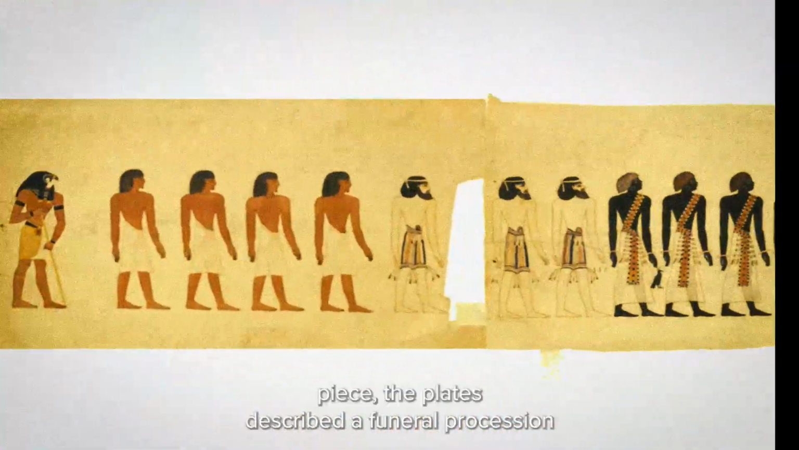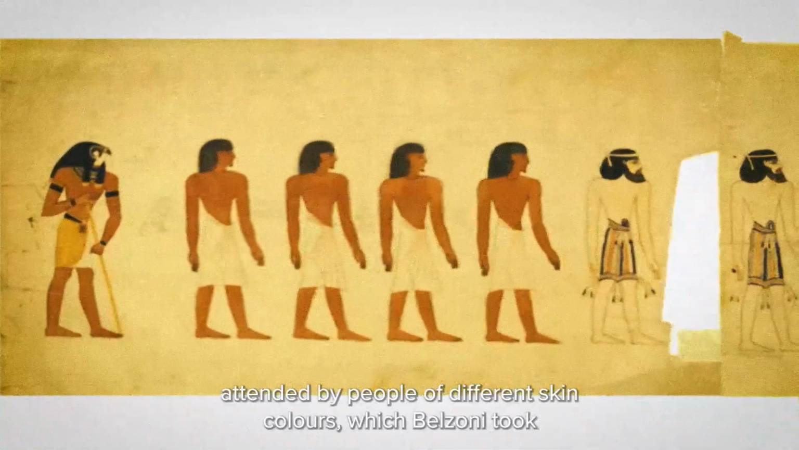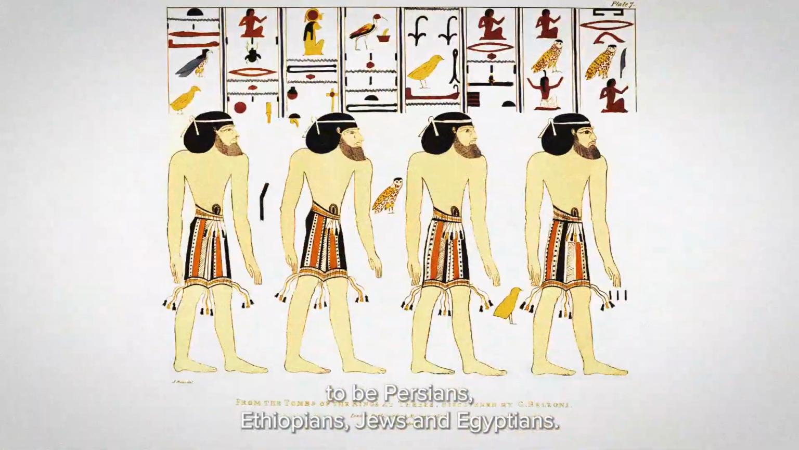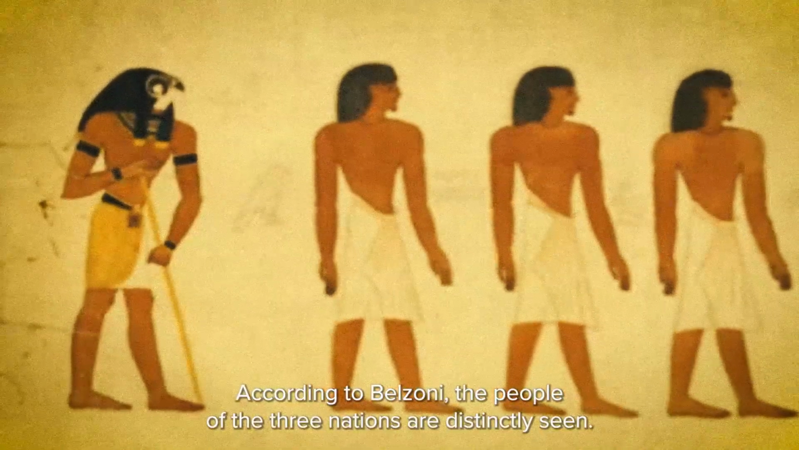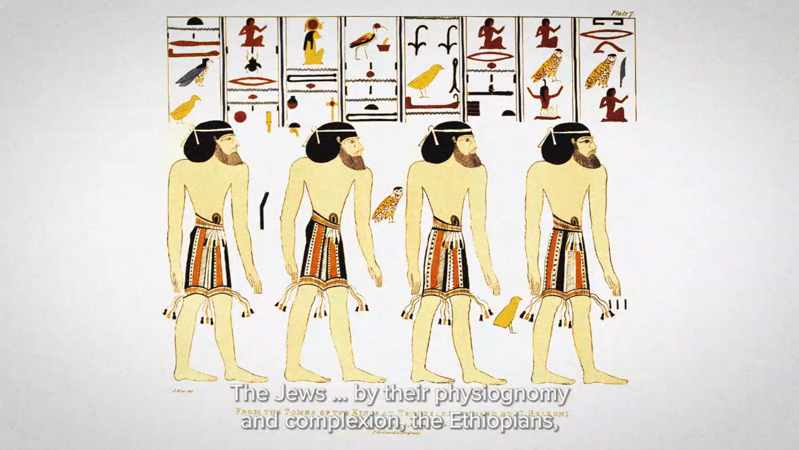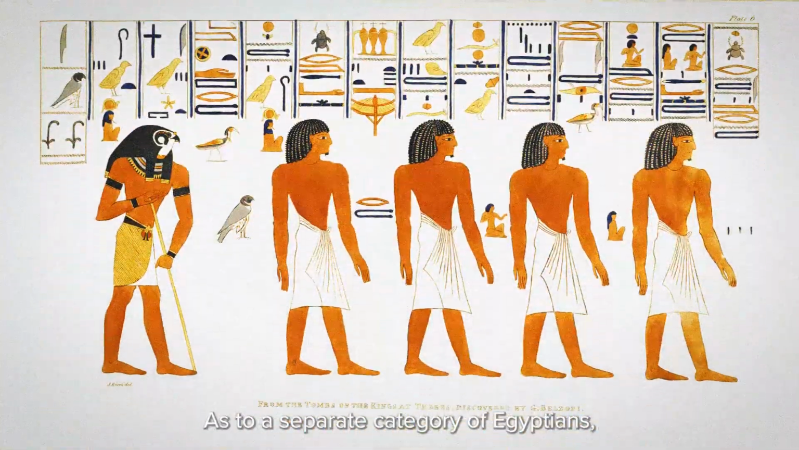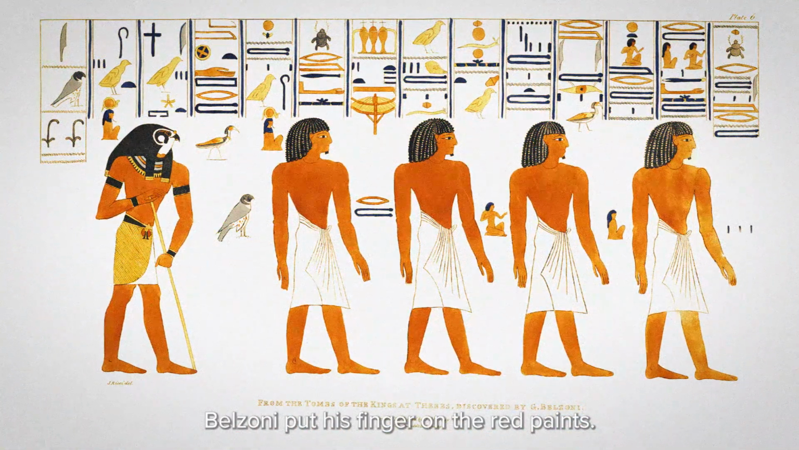Originally in one piece, the plates described a funeral procession attended by people of different skin colors, which Belzoni took to be Persians, Ethiopians, Jews, and Egyptians. According to Belzoni, the people of the 3 nations are distinctly seen: the Jews by their physiognomy and complexion, the Ethiopians by their color and ornaments, and the Persians by their well-known dress. As to a separate category of Egyptians, Belzoni put his finger on the red paints.